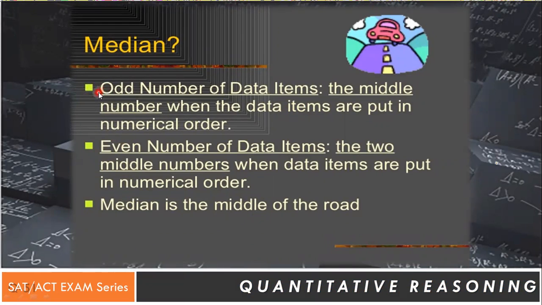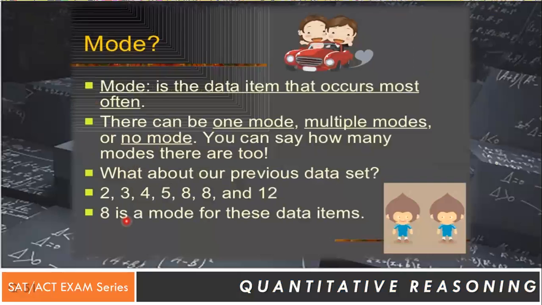Median: with an odd number of data items, it is the middle number when the data items are put in numerical order. With an even number of data items, it is the two middle numbers when the data items are put in numerical order. The median is the middle of the road. It is the half point, the divider of the data into two halves. Let's see the last one.